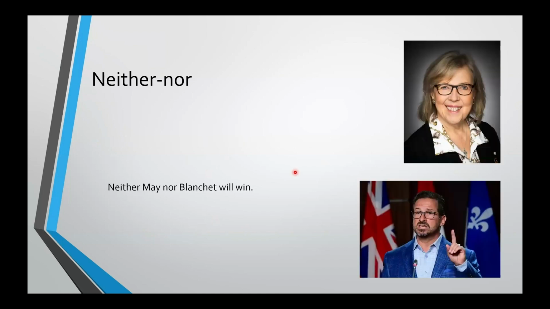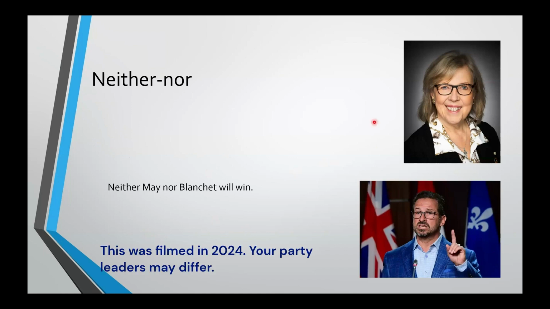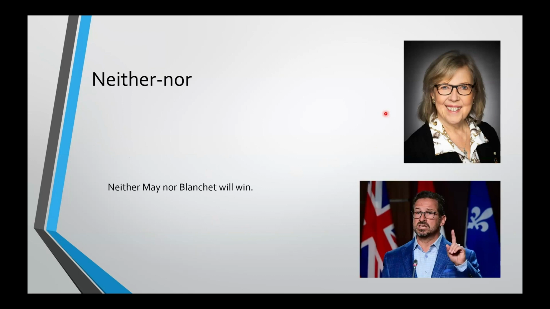So here's an example, right? Neither May nor Blanchet will win the next federal election. This is Elizabeth May. She's the leader of the Green Party. They get anywhere between 3 and 6% of the vote overall. This is Yves-Francois Blanchet. He's the leader of the Bloc Québécois. They don't run candidates outside of Quebec. Neither of these people is going to become the next prime minister. So this sentence is going to be true.